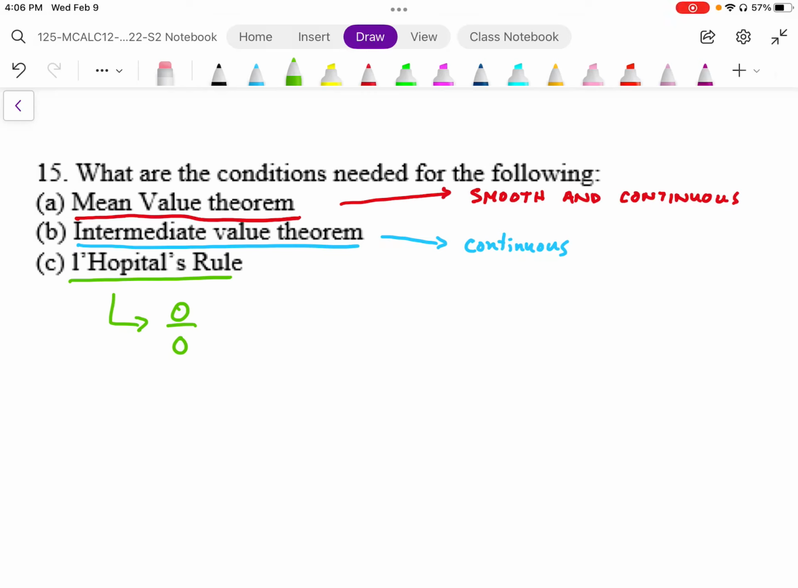So when we're using the theorems, the mean value theorem, intermediate value theorem, and L'Hopital's rule, we need to make sure we have the conditions that allow us to apply these theorems and to use L'Hopital's rule. So for the mean value theorem, it's important that the function is smooth and continuous. Okay, so if it's not smooth and continuous, we cannot say that the average slope between 2 points is equal to a tangent slope at some point in that interval.